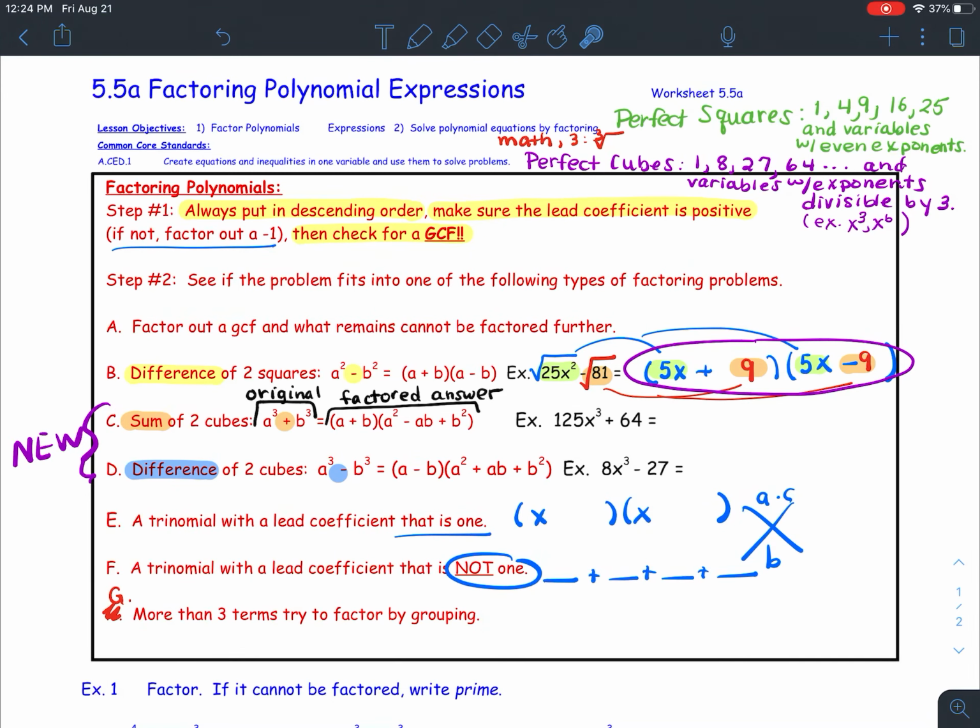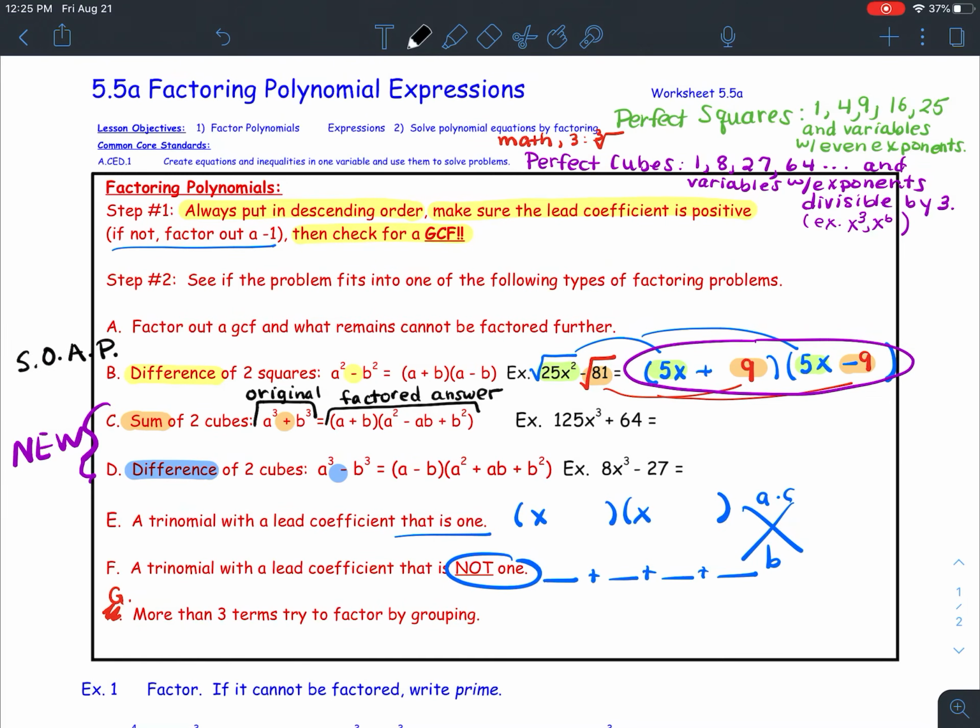What is different, though, about a sum and a difference of 2 cubes is the signs that go in between. So I want to give you a little tip here for how you could maybe memorize this, because there is a pattern. If the problem is a sum of 2 cubes, then, and I'm going to give you this acronym.